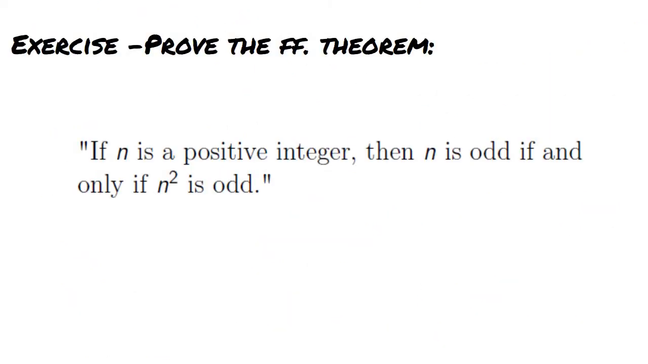So as an exercise, you could try this one. If n is a positive integer, then n is odd if and only if n squared is odd. And it's very similar to the discussed problem. That's it.